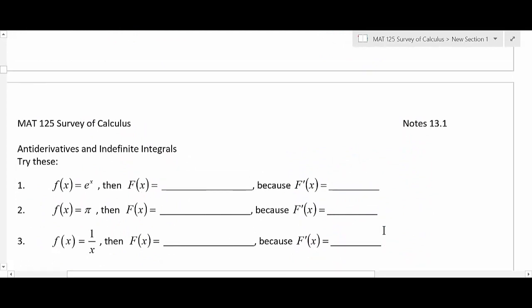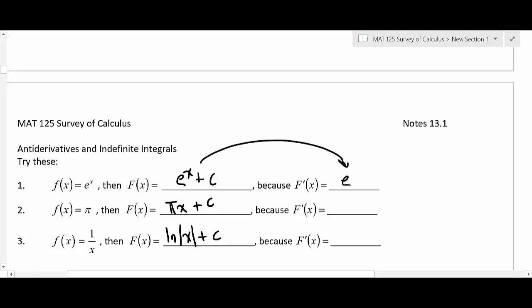What's the answer to number 1? x plus c. What's the answer to the second one? Pi x plus c, because the derivative of pi x is pi, right? What's the answer to the next one? Now put the absolute value. Get in the habit of doing that. Those are just rules done backwards. And of course, the idea is if you take the derivative of your answer, it takes you back to the beginning. That's just to show you why you're right. That's what an antiderivative is.